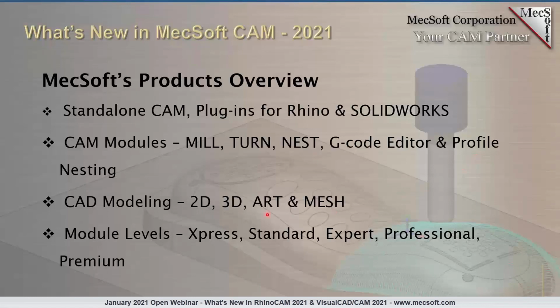We also have CAD modeling modules as part of the VisualCAD front-end modeler that we ship with the standalone CAD/CAM product. Of course, you get all the 2D and 3D modeling. But apart from that, we also have modules called Art and Mesh. The Art module runs both inside VisualCAD/CAM and in RhinoCAM, and it allows you to do some artistic 3D modeling. You could take bitmaps and convert them to 3D models for machining.